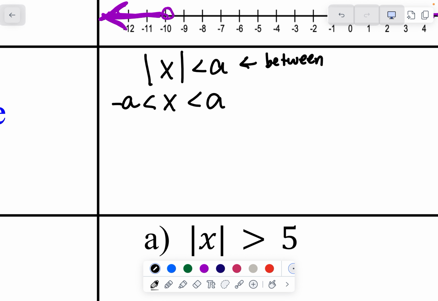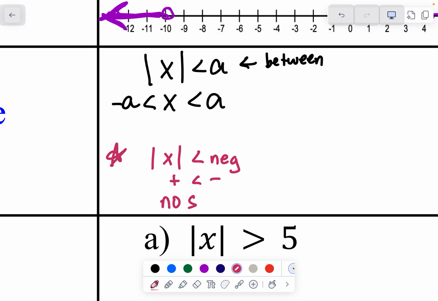So it becomes a between. A little note about an absolute value. If you have an absolute value of x is less than a negative, is a positive less than a negative? No, we know that. We know that positives are bigger. So this would be a no solution.